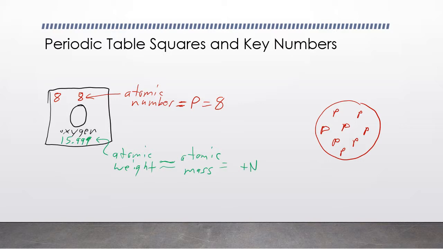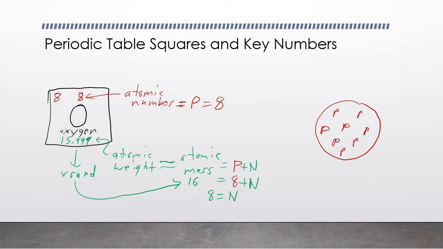Okay. Now, the atomic mass of a typical oxygen atom, the most common oxygen atom, the most stable isotope, you can get by rounding this 15.999 off to the closest whole number, which would be 16. So 16 equals P plus N. We happen to know that P is 8 because we just figured that out up here. So what is N? Your basic algebra here, 16 equals 8 plus N. So you subtract 8 from each side and you get 8 equals N.